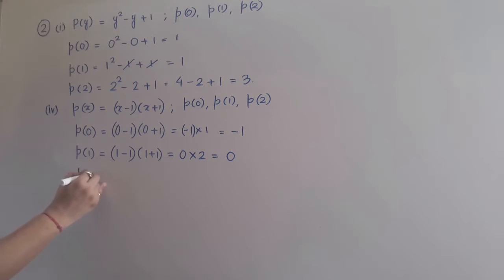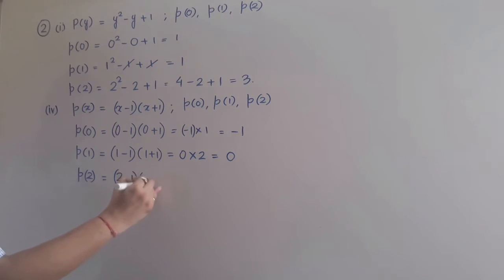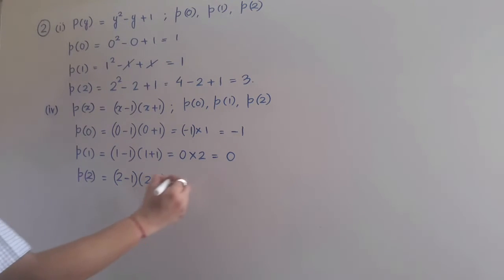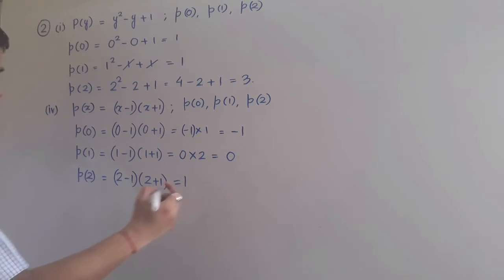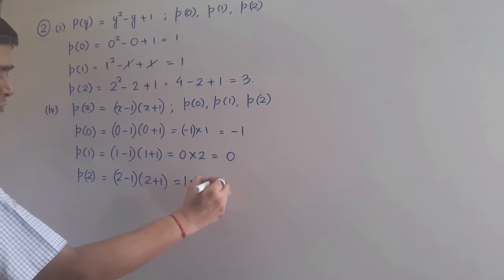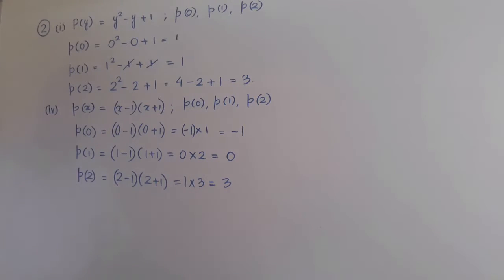Similarly, let us find out the value of P of 2. So this will be 2 minus 1 into 2 plus 1. In place of the variable, now I am keeping 2. 2 minus 1 is equal to 1. 2 plus 1 is equal to 3. So 1 into 3 will become 3. So in this way, you can easily find out the value of any polynomial at a given point.